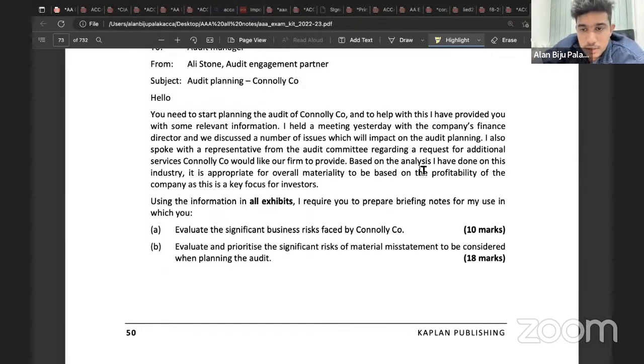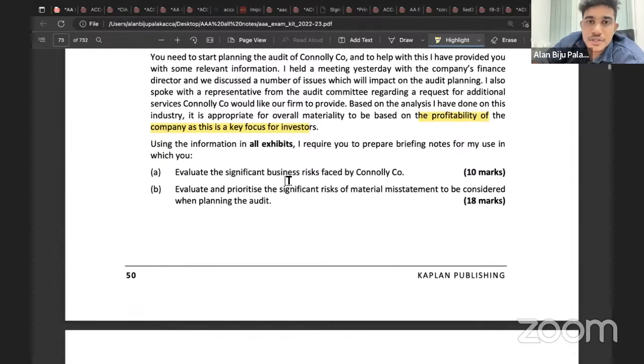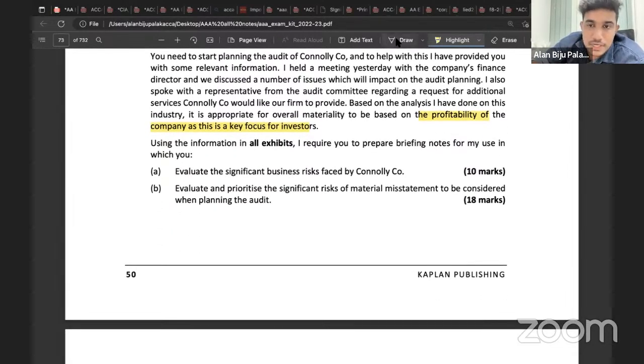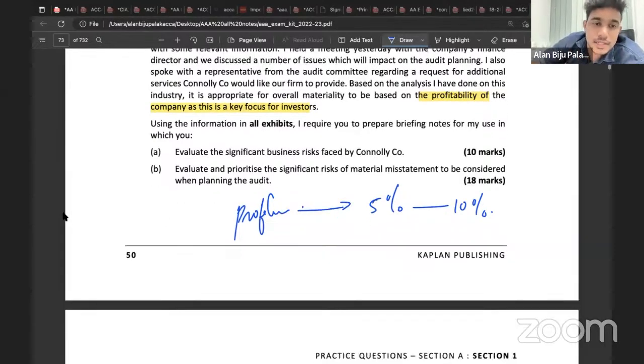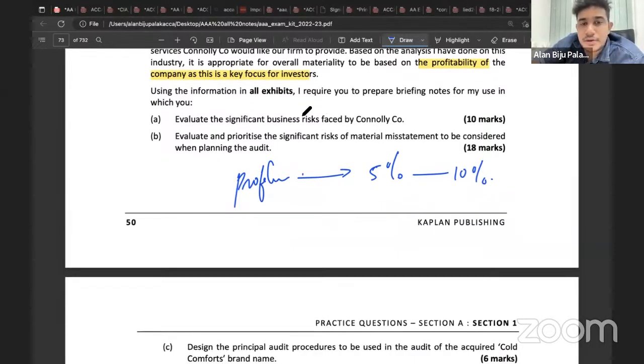Profitability. On the basis of the profitability of the company, we need to calculate the materiality. And when it comes to profitability, what will be the provided benchmark? 5% to 10%, right? Okay. And they have given us all the exhibits that we require to use while finding the answer.